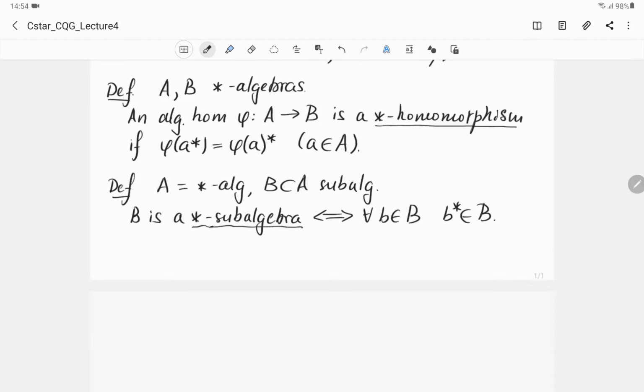Well, it's clear from the definition that a star subalgebra of any star algebra is a star algebra itself. Moreover, if A is a Banach star algebra, then any closed star subalgebra of A is also a Banach star algebra. In particular, a closed star subalgebra of a C-star algebra is a C-star algebra itself.